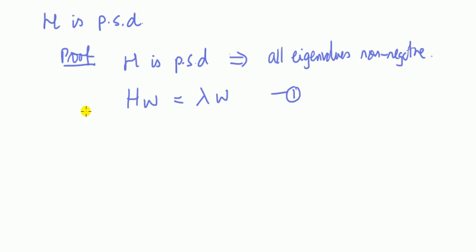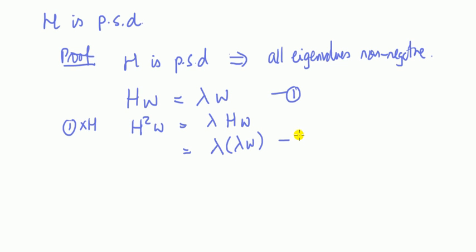Multiply this expression 1 by H. We're going to have H squared w on the left, and H w on the right, and lambda can come out since it's a scalar. That's why I put H there on the left. I cannot put H on the right of w, because multiplying on the left is different to multiplying on the right when we're doing matrices. And from 1 we can see that Hw is lambda w, so substitute that in expression 2.